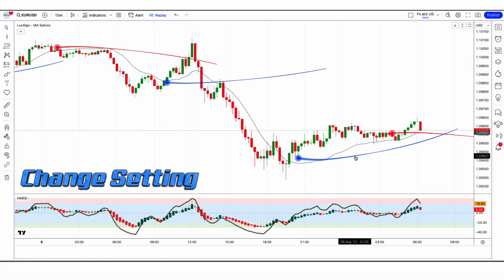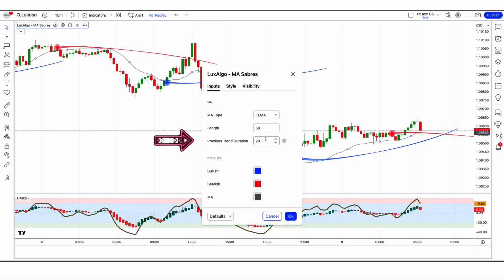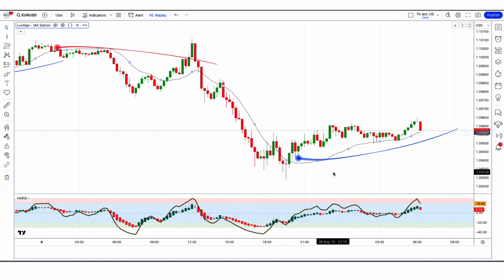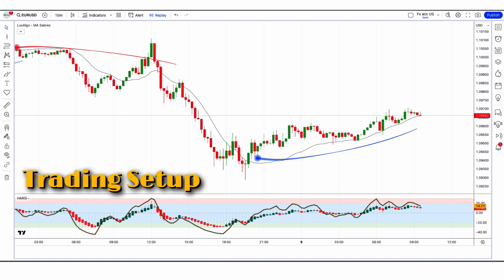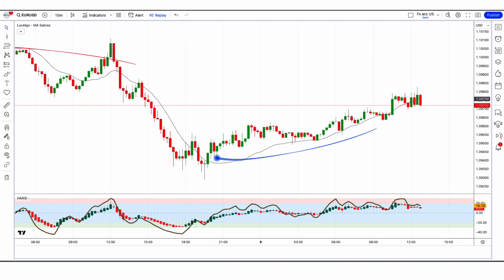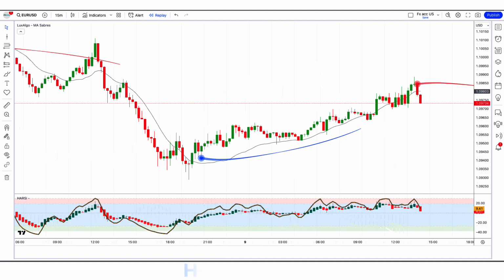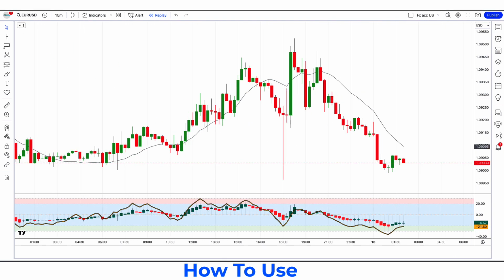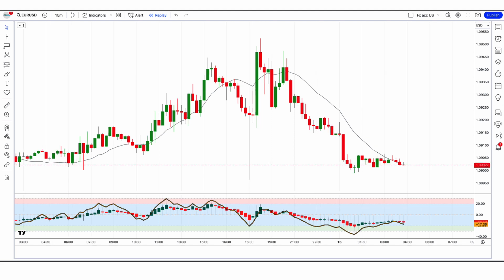Let's modify the settings of the indicator. In this, we have to change the previous trend duration to 20 instead of 30. Now our setup is complete, ready for trading. We are going to test this strategy on the 15-minute time frame in the EUR/USD chart. Let's see how we use these trading indicators. Let's start.